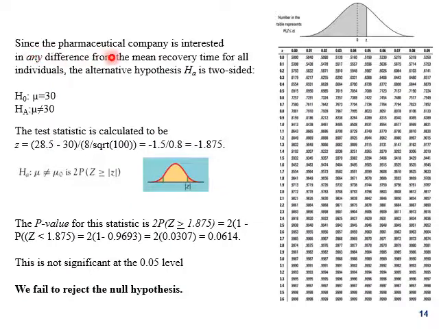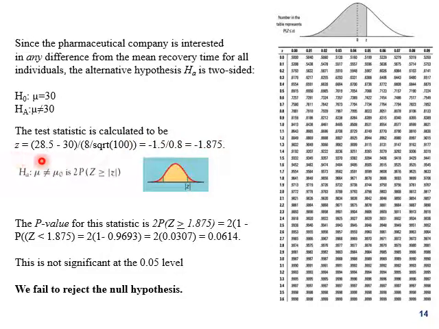Since the pharmaceutical company is interested in any difference from the mean recovery time for all individuals, the alternative hypothesis is two-sided. The null hypothesis is mu is equal to 30, and the alternate hypothesis is mu is not equal to 30. For the test statistic, as we have already seen the formula, we put all the values in that formula, and we got the value minus 1.875.